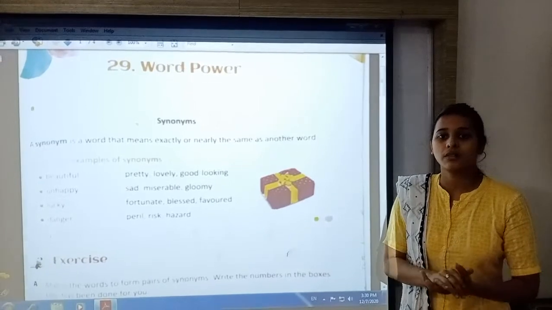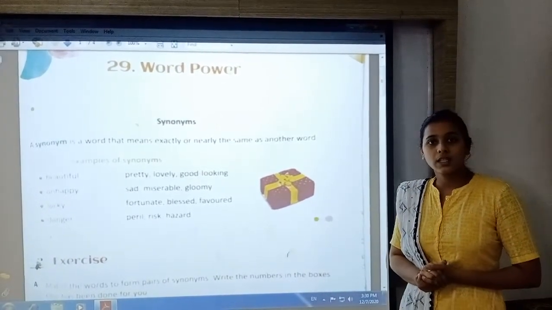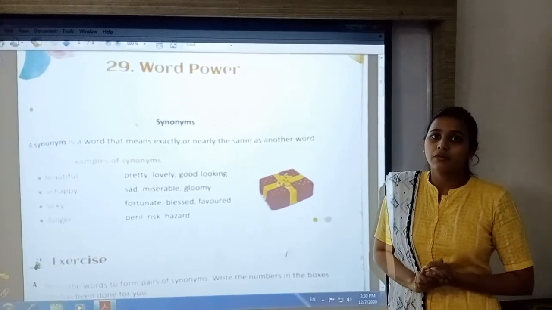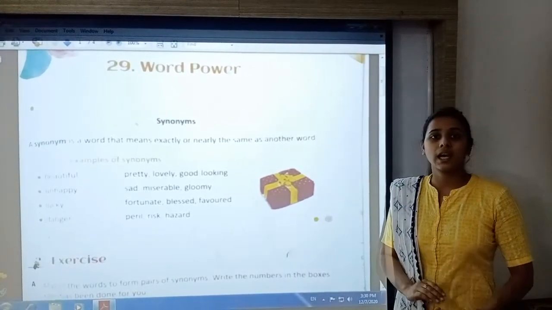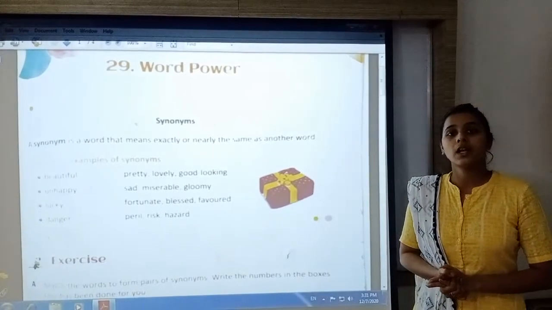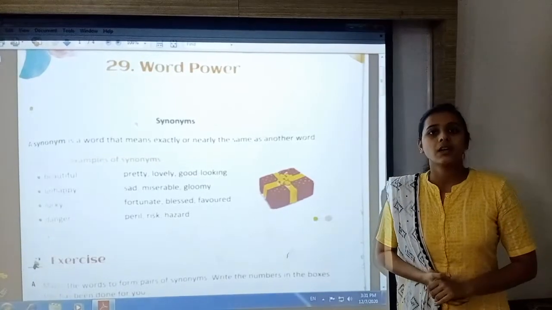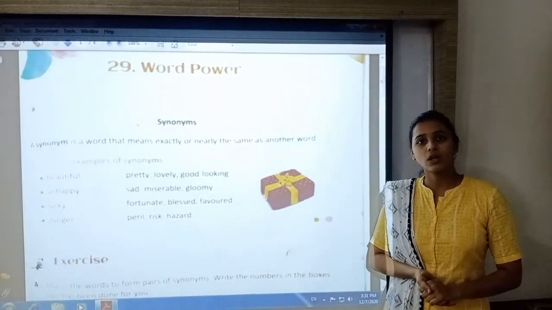The name of this chapter is Word Power. I have already sent you the PDF of this chapter and the answers of the exercise of this chapter in your study material. Kindly refer to it and write down the exercise in your homework.